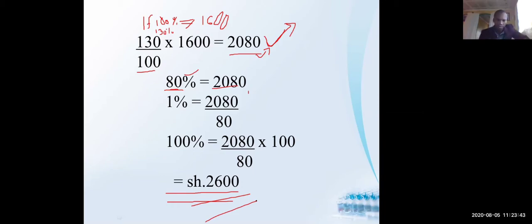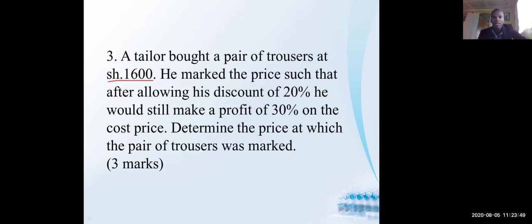So first of all, if you go back to the equation, we were told that a tailor bought a pair of trousers at this amount. He marked the price such that after allowing a discount of 20%, he would still make a profit of 30% on the cost. This is the cost price. So to mean 130%, because he made a profit of 30%. So 130% is equivalent to this one. Now what is 100%? So it will be 100 times, that is 100 is equal to this one, sorry.